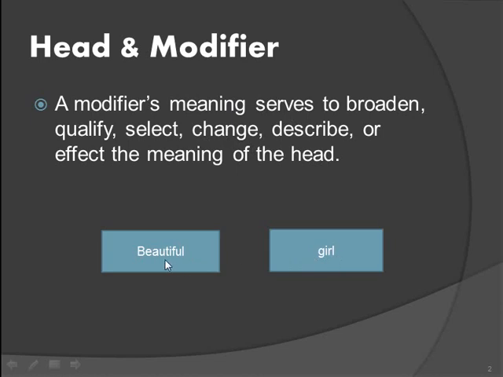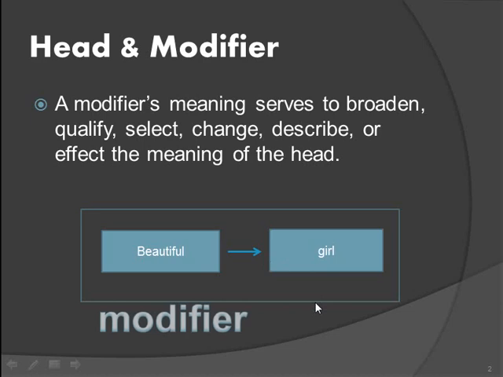And in Chinese boxes analysis, you will give an arrow pointed to the head. Jadi ada tanda panah yang menunjukkan ke arah head atau inti. So behind the arrow is the modifier, and in front of the arrow is the head. And put the two boxes into one bigger box. So again, beautiful is the modifier and girl is the head.